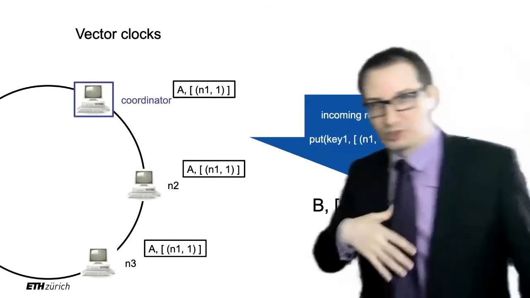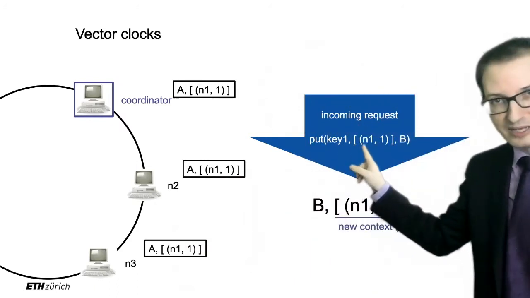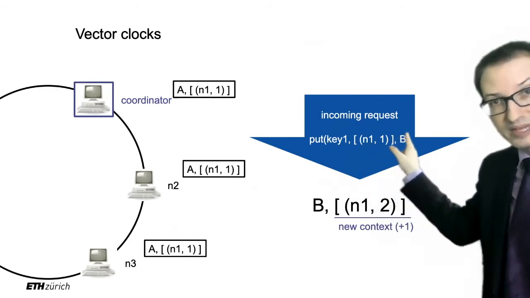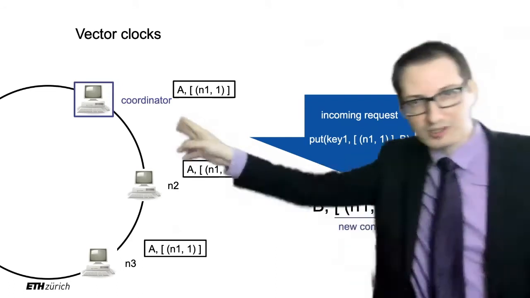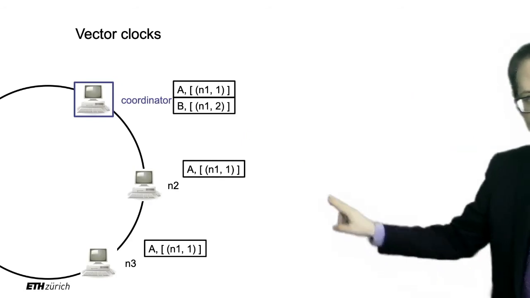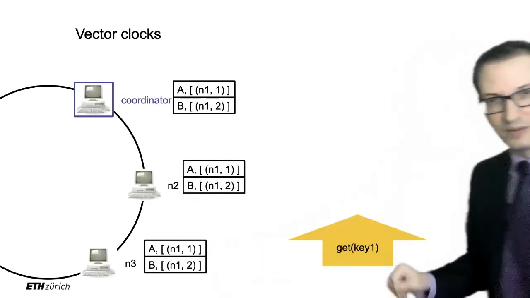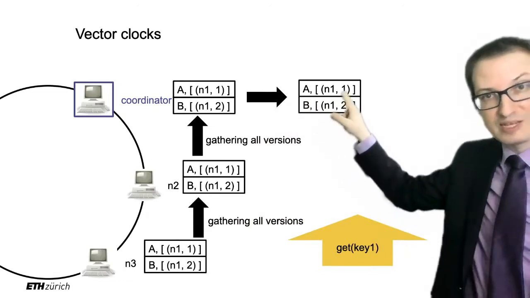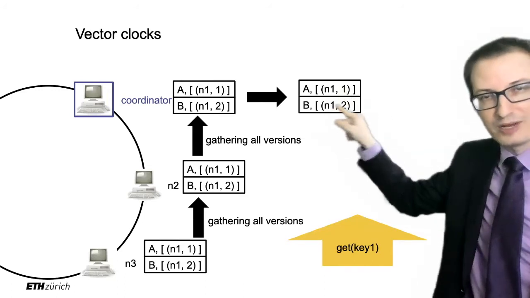When the client wants to modify that value, it's just going to put it back with the context that it received earlier: key one, the earlier context, the new value, that is B, right? Let's say it's B. So what happens is that now the coordinator updates the vector clock. Now it's two for N1, and it stores this value right there and replicates, right? So now we have this newer version. When you get the key, you gather all the versions. Now you have two versions, but there's no problem because this is fully ordered here. This is bigger than that, right? So in that case, we know the latest version is B.